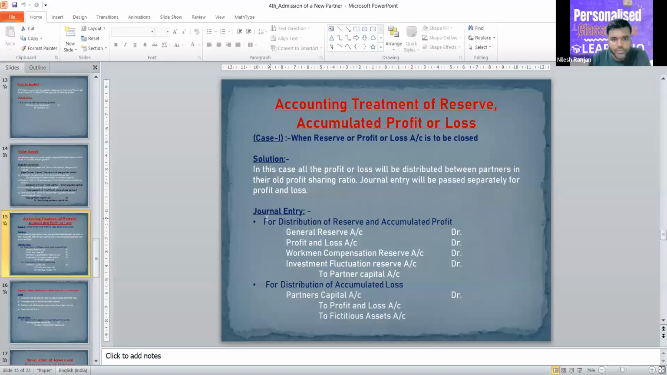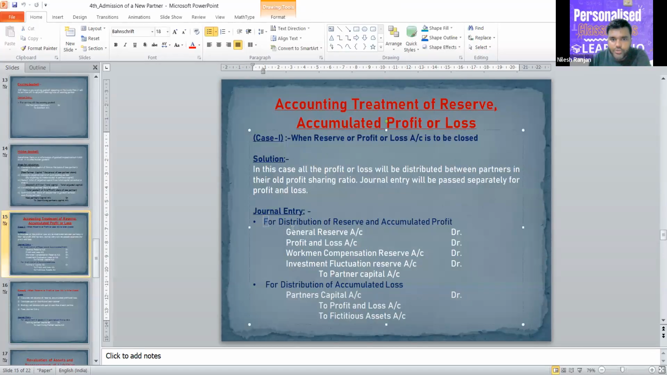So I have written here, you can see, for distribution of reserve and accumulated profit, all the reserve names are on the debit side and partners capital on the credit side. And if we have to distribute the loss, the entry will be reversed. You can see partners capital on the debit side and to profit and loss, to fictitious assets.